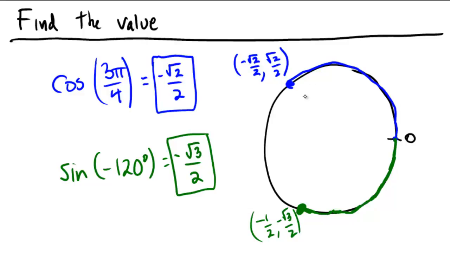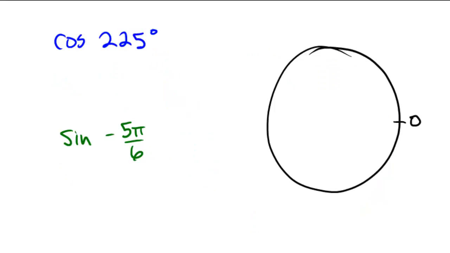This blue one should be a little further over than the green one is, so you can see it's a little bit further over. Okay, why don't you try a couple on your own here, another sine and a cosine on your own. Try the cosine of 225 and the sine of negative 5 pi over 6. Okay, first, assuming you paused it, tried it on your own.